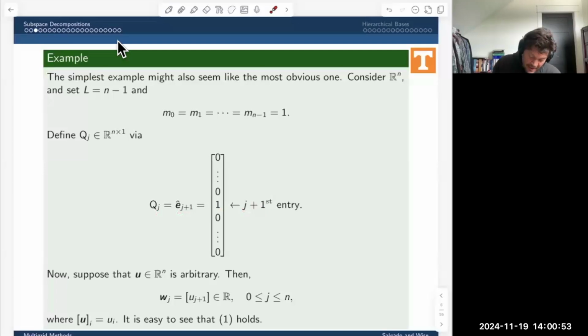Now, suppose that u is arbitrary. Then I'm going to take as my w_j, that's what I have to pick for each u, w_j to be equal to u_(j+1). Okay, this is the coordinate in position j plus 1.